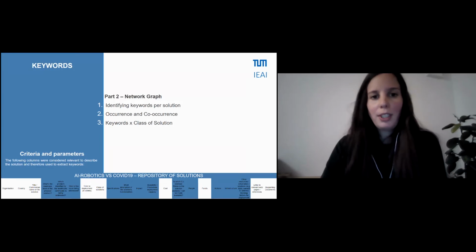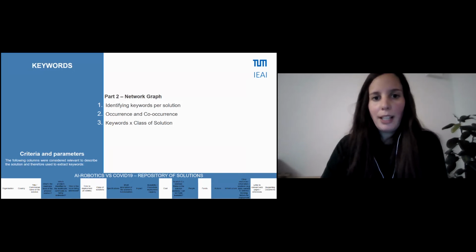The second part of the analysis, we drew a network graph that had 3 steps. First, we needed to identify the keywords per solution. Secondly, we used 2 criteria or 2 variables to draw the network graph based on occurrence and co-occurrence of the keywords. And a third step was to link the keywords with a specific class of solution, which is translated by the sphere of implementation of the solution. And the criteria and parameters.